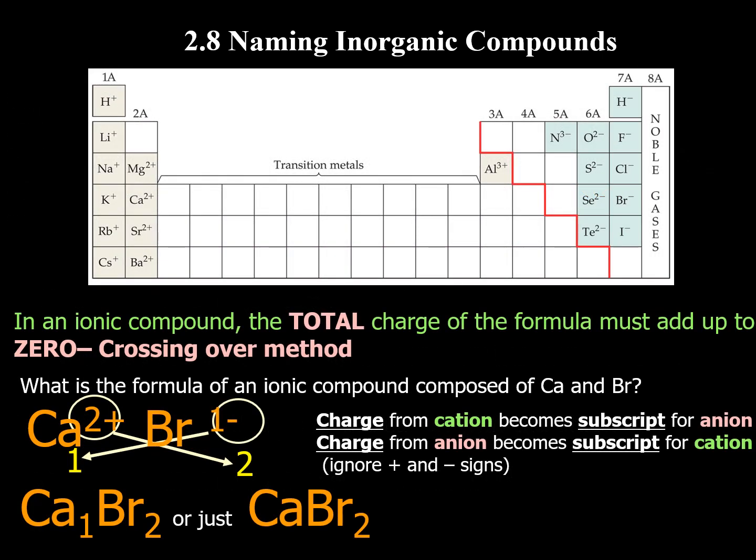So the crisscross method. If I were to ask you to combine calcium and bromine together, calcium is an alkaline earth metal, bromine is a halogen. We know the charge state for the calcium is 2+.